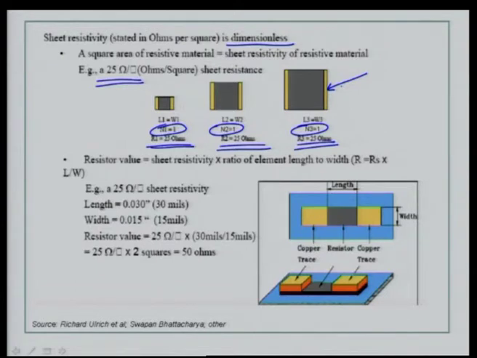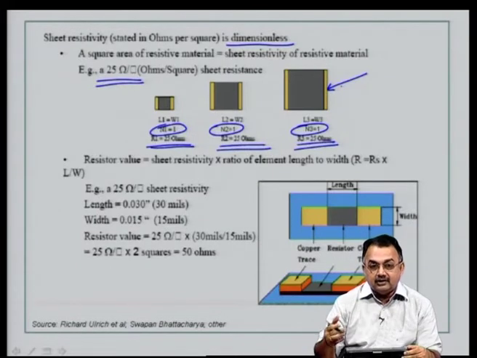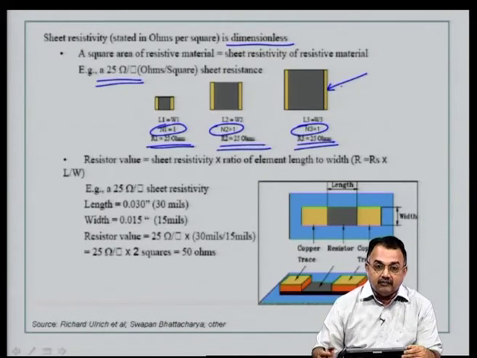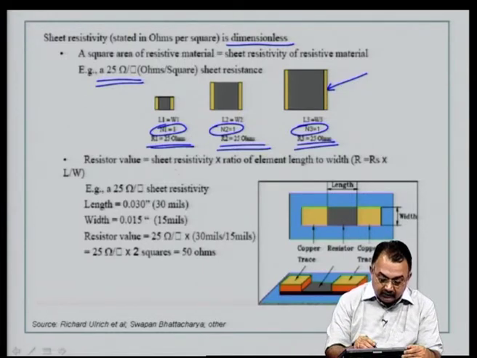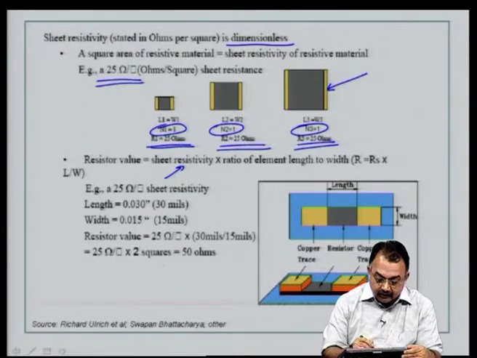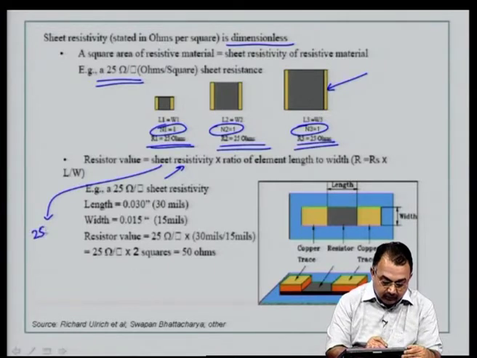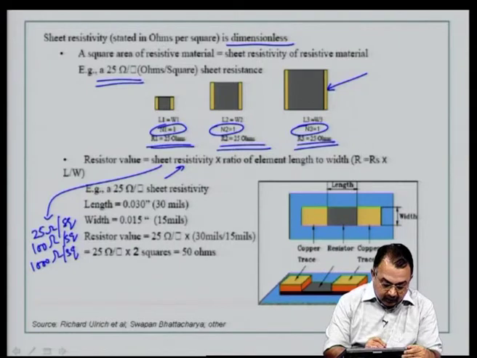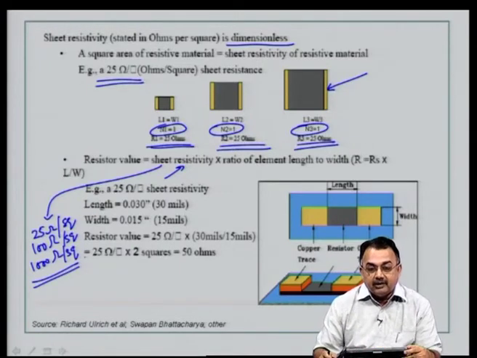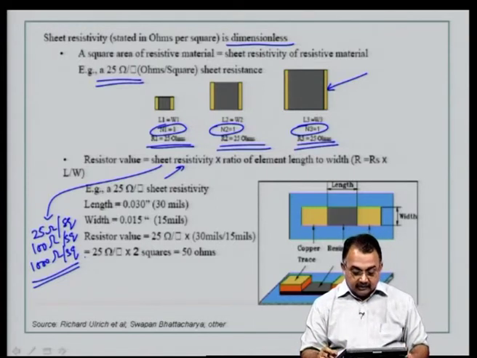So, the key will be to reduce the geometry and then use larger sheet resistivity material to get larger values. So, resistor value equals sheet resistivity times the number of squares, and you need to know what material you are using, whether it is 25 ohms per square or 100 ohms per square or 1000 ohms per square. Accordingly, if you know the property of the material, then you can design suitable geometries for a certain range of values in your design.